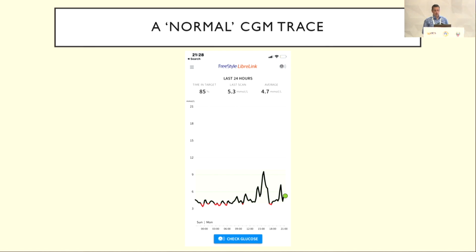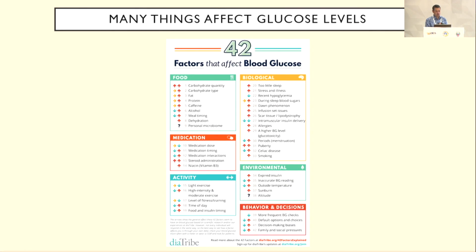It's completely normal. This is straight off the Diatribe website, but there are many things which affect glucose levels, far more than just food and insulin. For example, I have many teenagers, not necessarily children, who will give themselves a bolus of insulin for a coffee, or a soft drink, just to counteract the effects of caffeine.